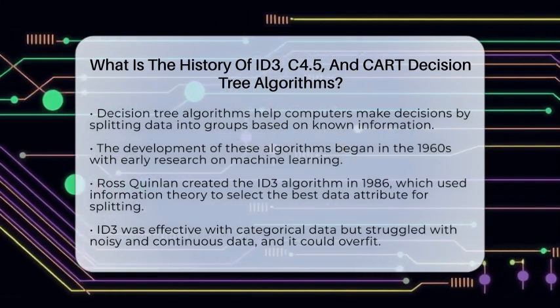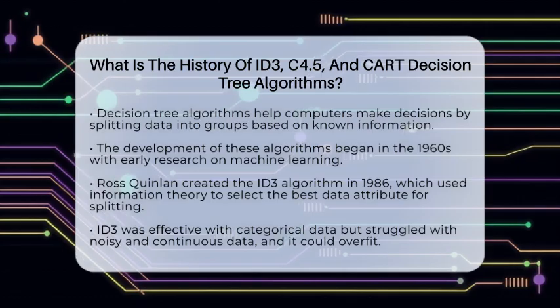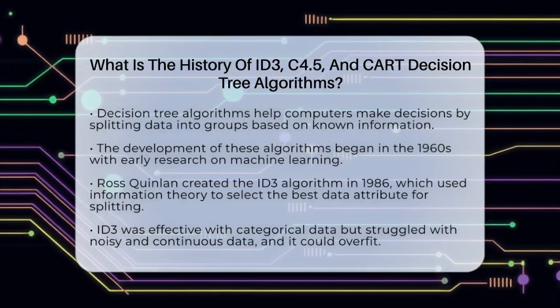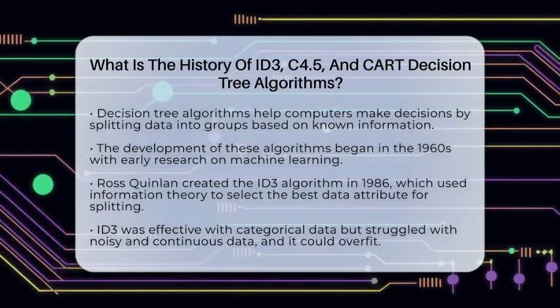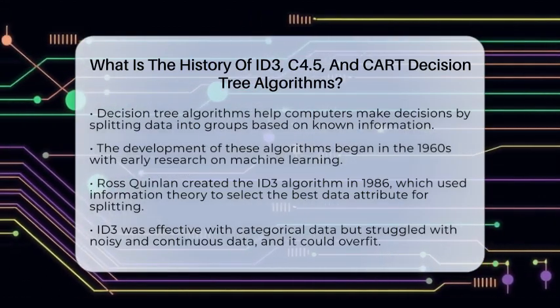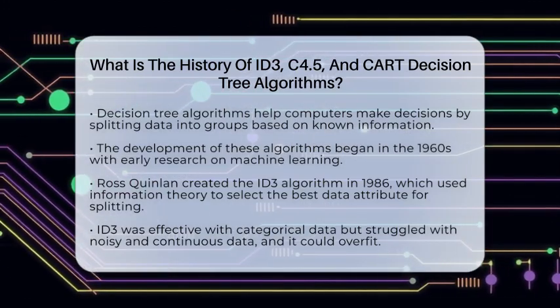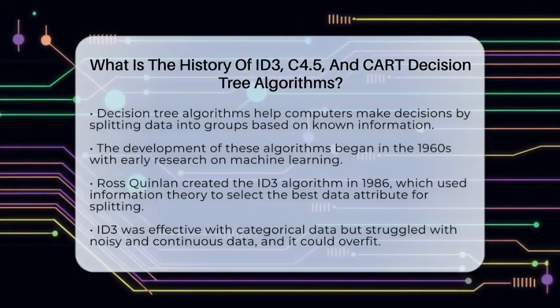The story begins in the 1960s when researchers started exploring ways for computers to learn from data. But the real breakthrough came in the 1980s with Ross Quinlan. He developed the ID3 algorithm in 1986. ID3 was one of the first algorithms to use information theory to build decision trees.